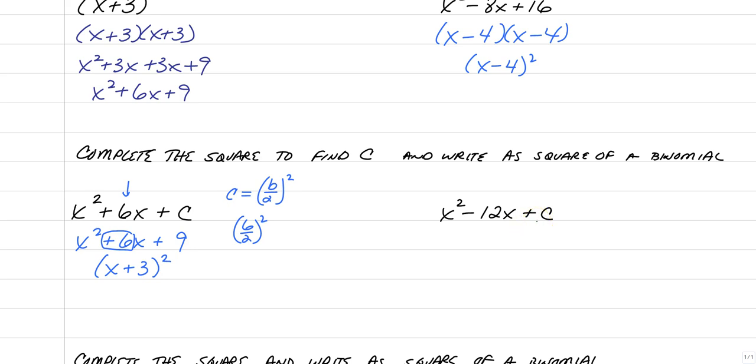So this one, why don't you try to find c on your own? Do exactly what I just did. Take half of b and square it, and then write it as the square of a binomial. Give it a try.